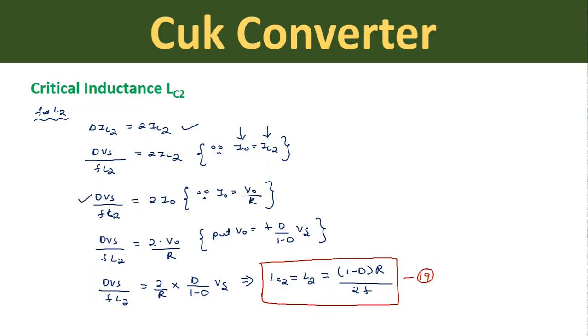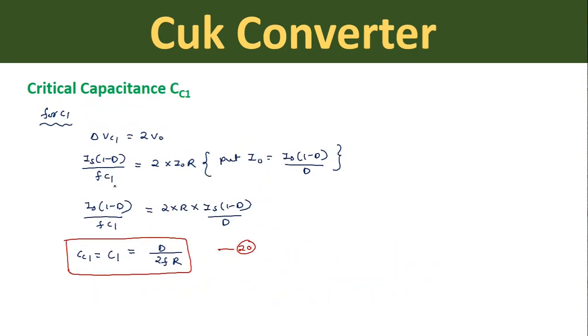Again we will put I0 is equal to V0 by R, we will get this type of equation. Again we will put output voltage is equal to plus D divided by 1 minus D into Vs. So we are getting this type of equation. After solving we will get LC2, that is L2, is equal to 1 minus D into R divided by 2F. This is the final equation for critical inductance for L2, which is LC2, and let this be equation number 19. Next is the critical capacitance for C1, which is represented by CC1.